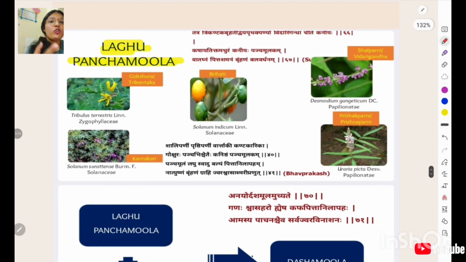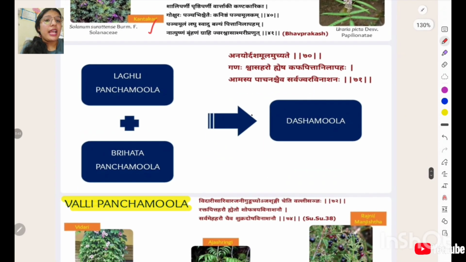Next is your Laghu Panchamula. When Brihat Panchamula and Laghu Panchamula come together, they form your Dashamula. In Laghu Panchamula, as you know, the 3 Kantaka are there: Brihati, Dvibrihati, Prishniparni, Vidarigandha. So Gokshura, Kantakari, Brihati, Shalaparni is also known as Vidarigandha, and Prishniparni. Laghu Panchamula and Brihat Panchamula together make your Dashamula. Simple.